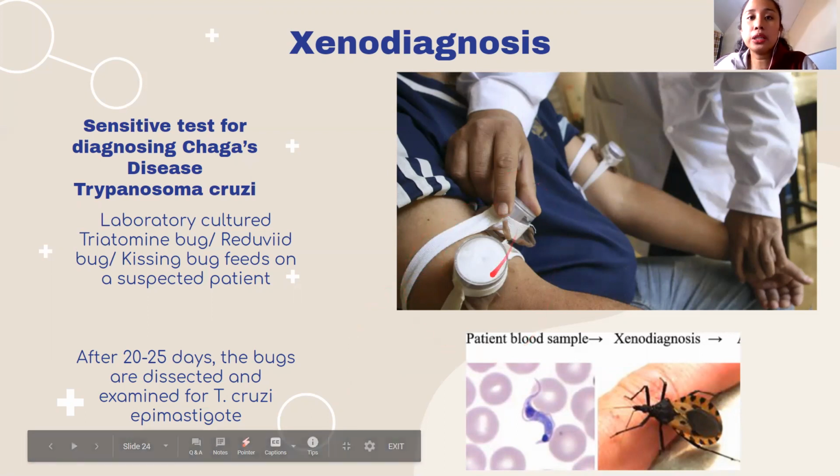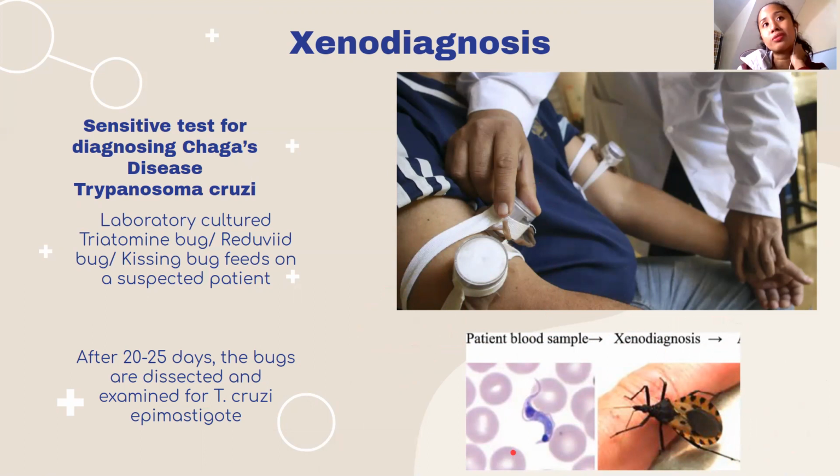They will open up the guts of this reduviid bug, dissect it, and examine it under the microscope. If they see an epimastigote after 25 days, then the patient is positive for Chagas disease. Amazing, right? Class, when we head to nematodes, you will read that xenodiagnosis was also done in Trichinella spiralis. But I was reading it, and it was just performed in 1953. I cannot find updated literature, so maybe it is obsolete. So I did not include obsolete topics, the ones I can no longer find on the internet.